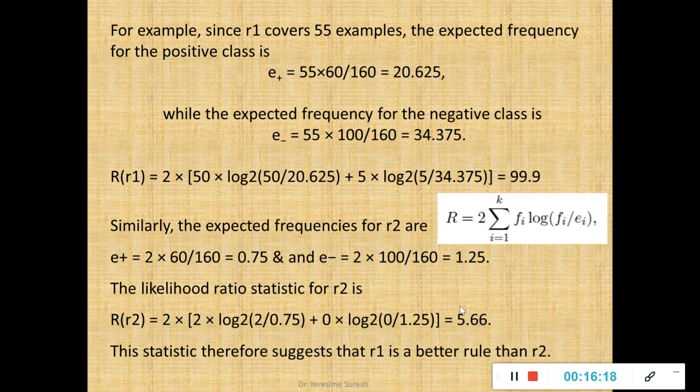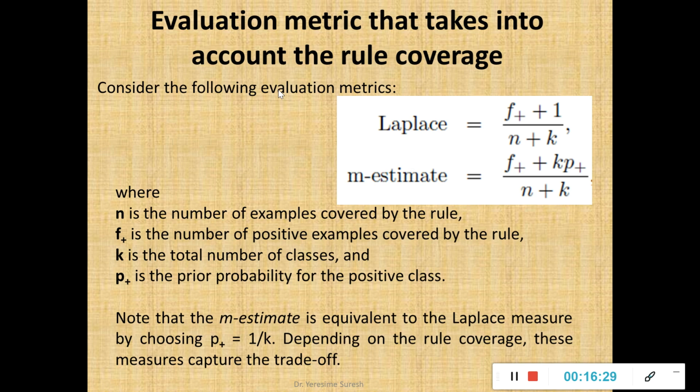Why was this spurious value of accuracy coming in? Because rule R2 was covering very few examples, 2 positive, 0 negative. This is how the statistical method works. Next, we will see an evaluation metric that considers the rule coverage. One more example is Laplace as well as M-estimate.